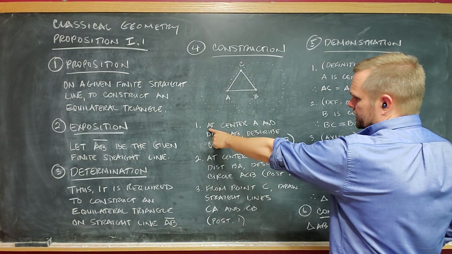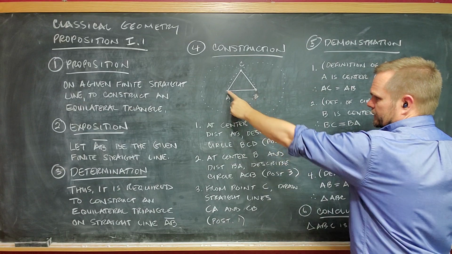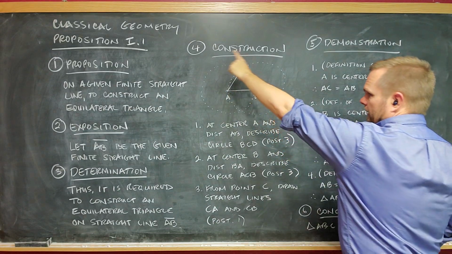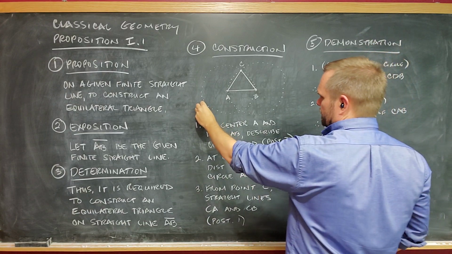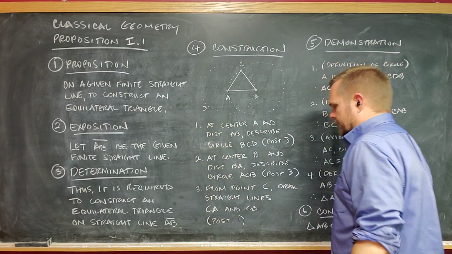So step 1 was, at center A and distance AB, describe the circle. And we labeled that circle BCD by just adding a D.